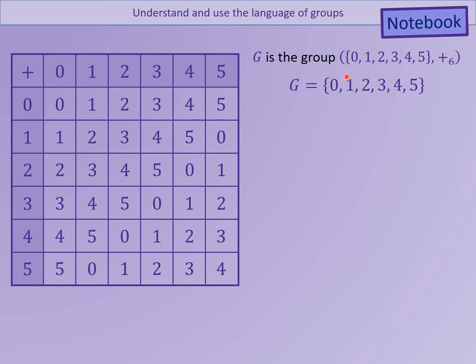Okay, so G is a group. We can write G in this format as well. We're saying that G is equal to {0, 1, 2, 3, 4, 5}.